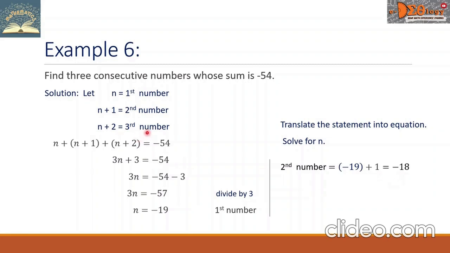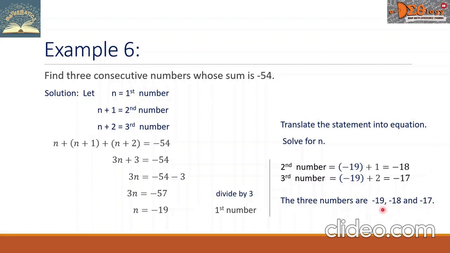What about the third number? The equation is n plus 2. We get the n to be that negative 19. So the third number now is negative 19 plus 2. And the answer is negative 17. Now we have the three consecutive numbers as required by the problem. So we write the three numbers are negative 19, negative 18, and negative 17.